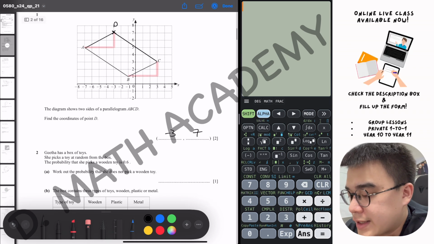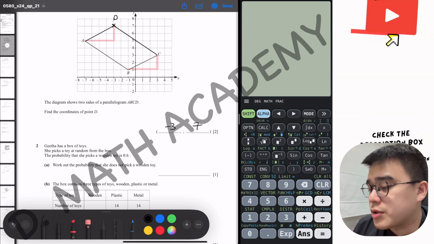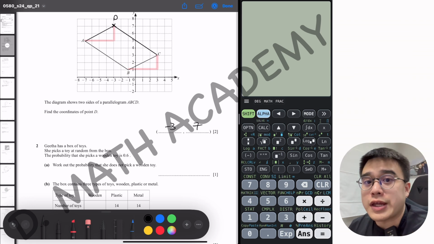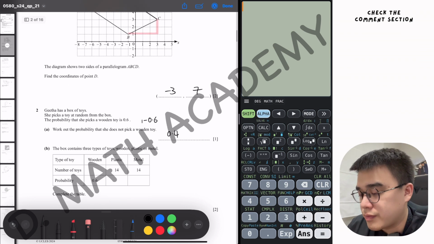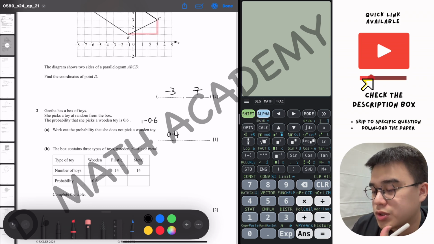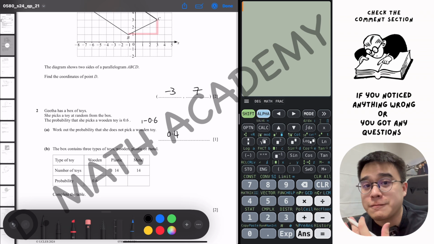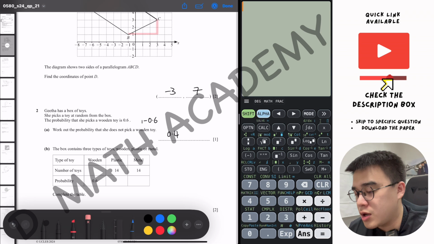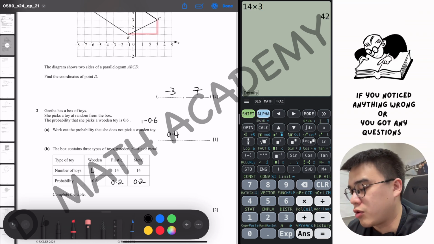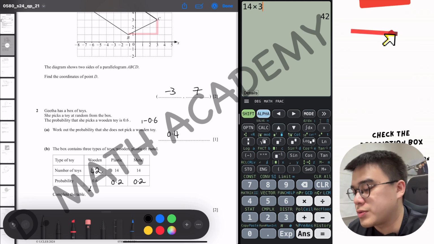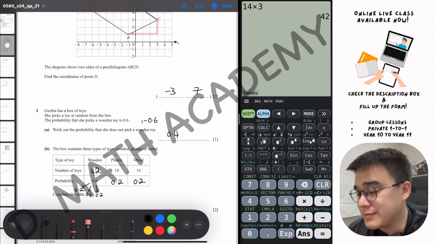When we move on to part 2, Gita has a box of toys. She picks her toys at random, and the probability of picking a wooden toy is 0.6. Work out the probability that she's not picking a wooden toy. Please take note that the total probability is 1. So 1 minus 0.6, you get 0.4. This 0.4, when we put it into this box here, we know that there are 2 additional toys, plastic and metal. Both of them have 14, which means that the 0.4 is equally distributed between the two. So I split it by 2, making each side 0.2 and 0.2. And 14 times 3, you get 42 toys over here. For those wondering how I know it was multiplied by 3, it's because 0.6 can be split into 3 separate 0.2s, which add up and become 42.